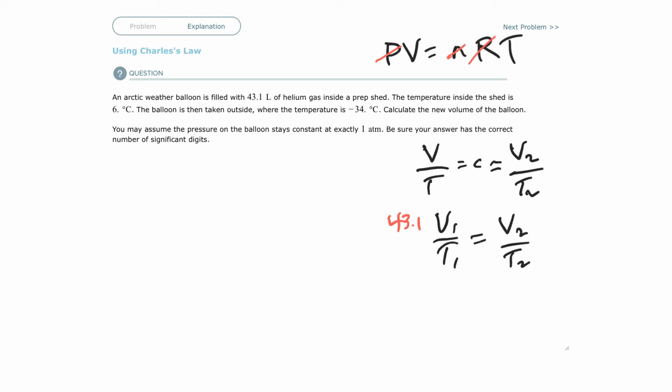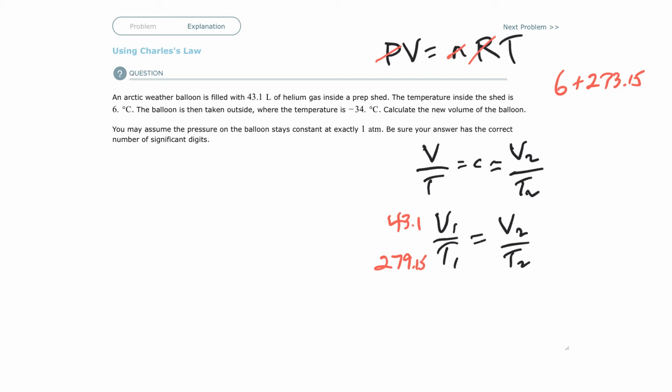Now, temperature only works in Kelvin, and Kelvin is 273.15 more than Celsius. So we're going to have 6 degrees Celsius plus 273.15. That means the temperature inside the shed is 279.15. You can probably just ignore the 0.15. I usually put it in, but it's probably not a problem.